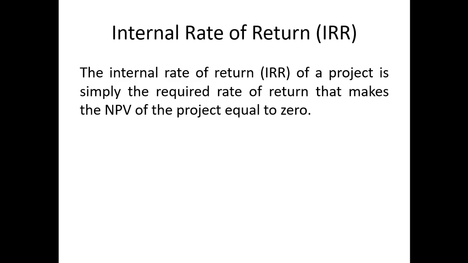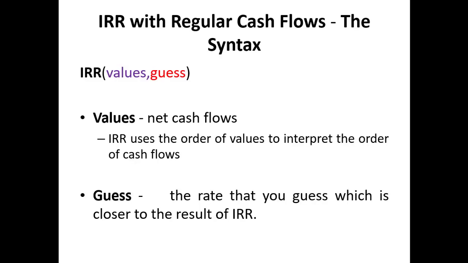So IRR and NPV go hand in hand. If you have a positive NPV, the IRR is greater than the cost of capital. And if the NPV is negative, below 0, then the IRR is below the discount rate. If the NPV is 0, then the IRR is exactly equal to the discount rate.